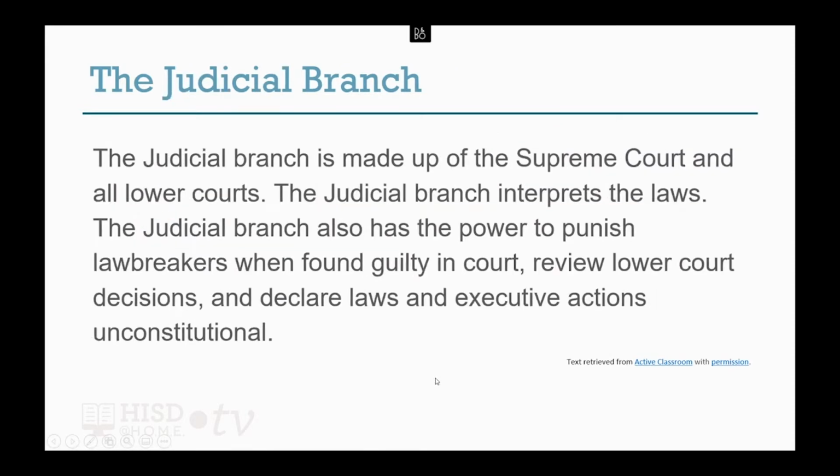All right, let's go on to the judicial branch. I'm going to read it out loud again. Remember, you're trying to figure out who or what makes up this branch and their main power. The judicial branch is made up of the Supreme Court and all lower courts. The judicial branch interprets the laws. The judicial branch also has the power to punish lawbreakers when found guilty in court, review lower court decisions, and declare laws and executive actions unconstitutional.